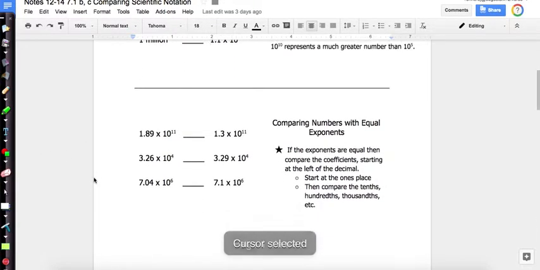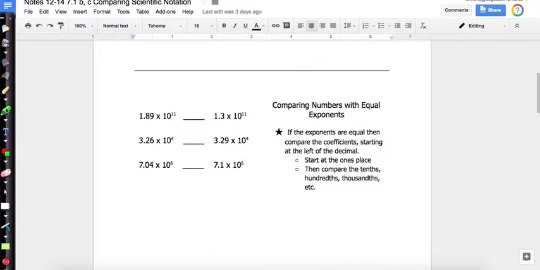And now we're going to look at some more examples that have the same exponents, so equal exponents. So if the exponents are equal, then we compare the coefficients, or as you'll hear me say it sometimes, the root number, starting at the left of the decimal. So start at the ones place, then we compare the tenths, hundreds, thousands, etc.